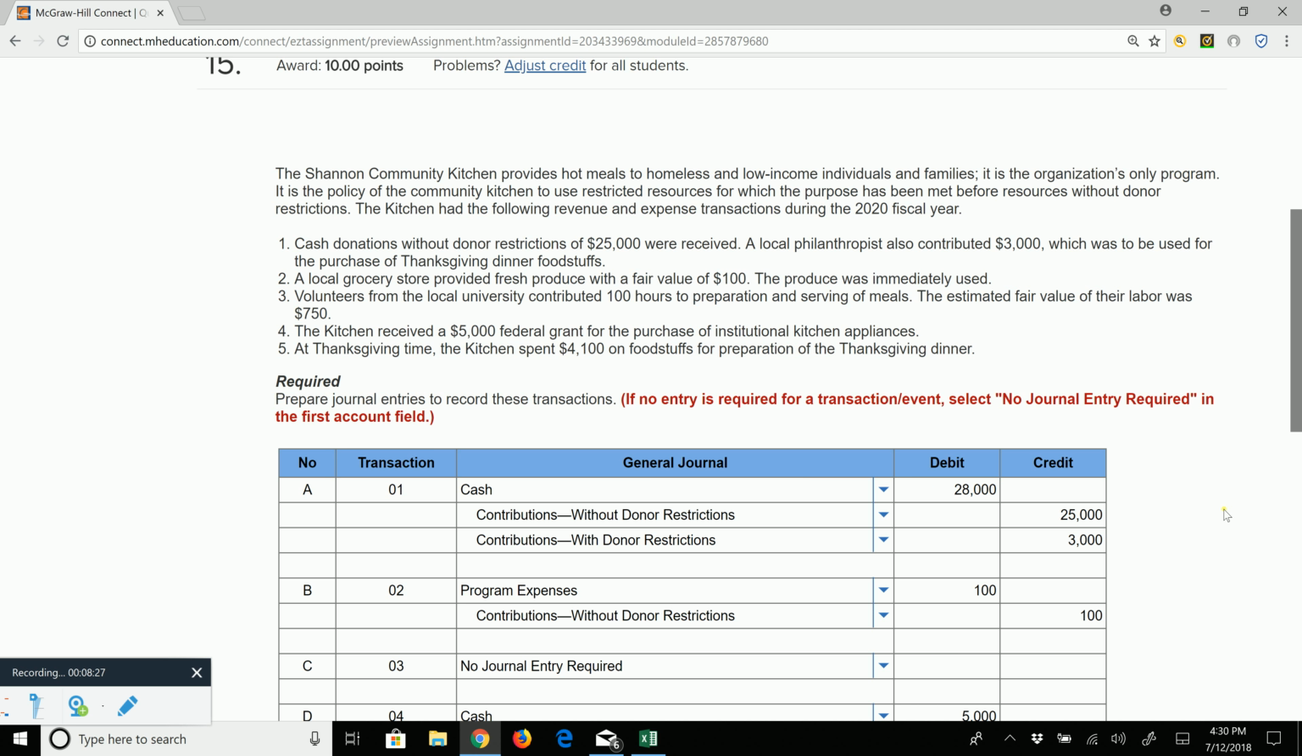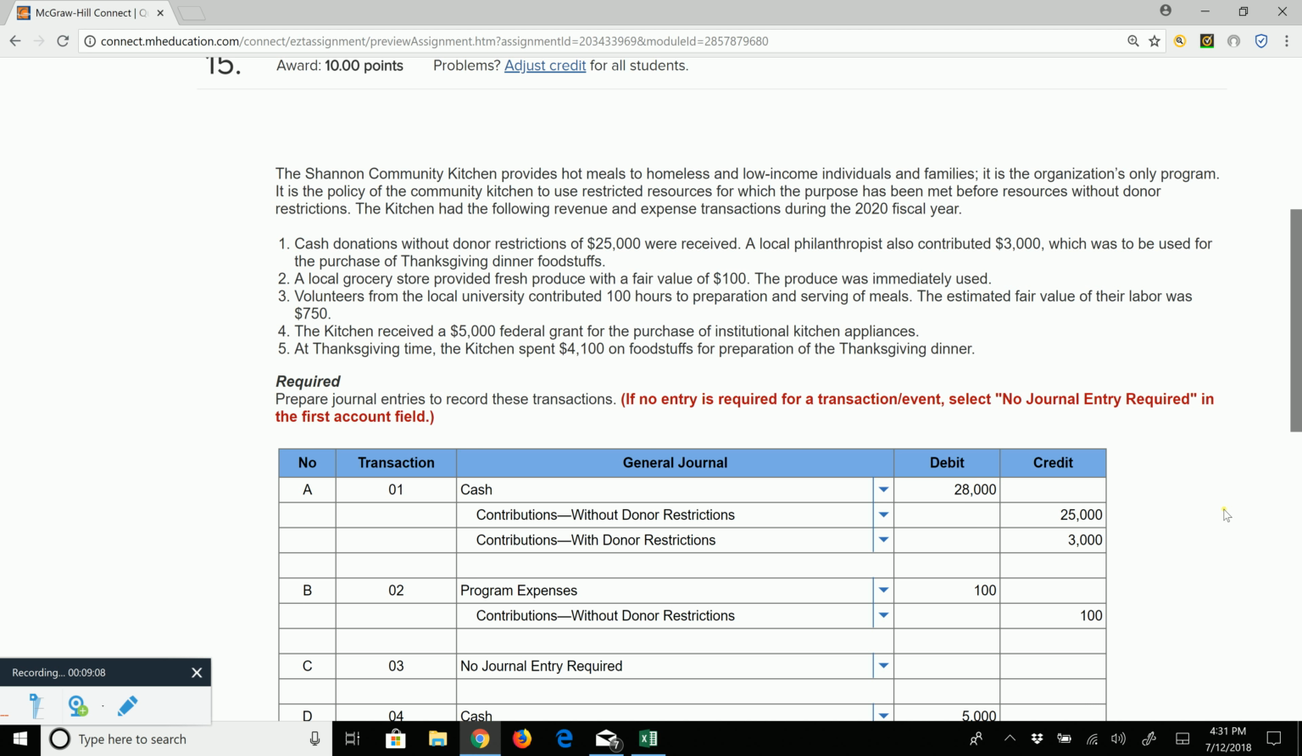Number 2, a local grocery store provided fresh produce with a fair value of $100. The produce was immediately used. So this produce that was received, all right, whenever supplies or assets are received as a donation, it is a contribution, okay? In this case, it is a contribution without donor restrictions. We can use it for whatever we want. And because it was immediately used, you can see the debit goes to program expense. If we weren't going to use it, we were going to put it on the shelf for use at a later time, we would debit an asset called supplies. But we don't have that here.